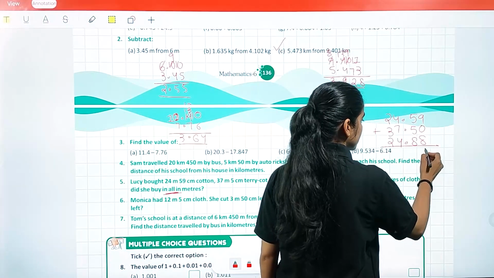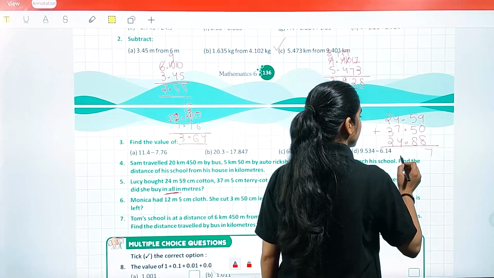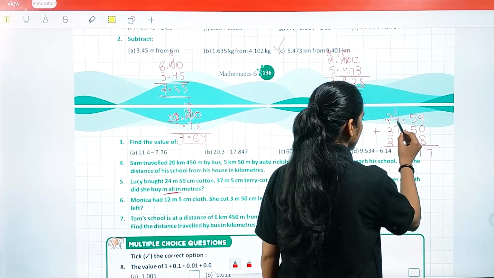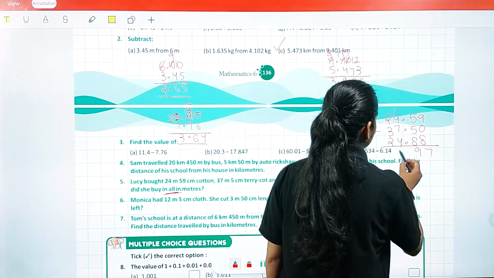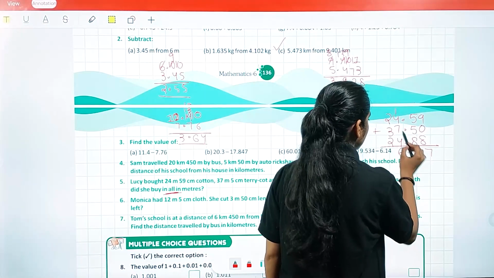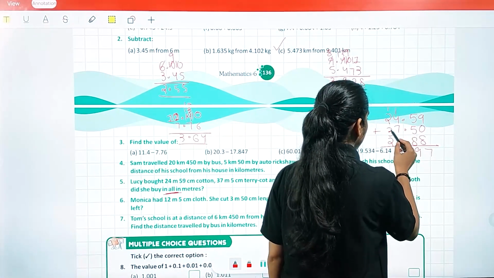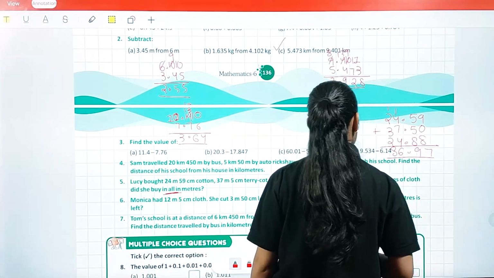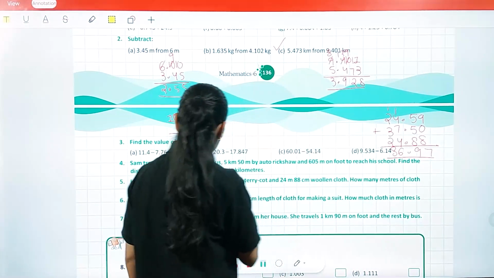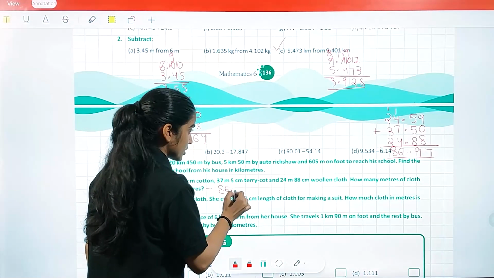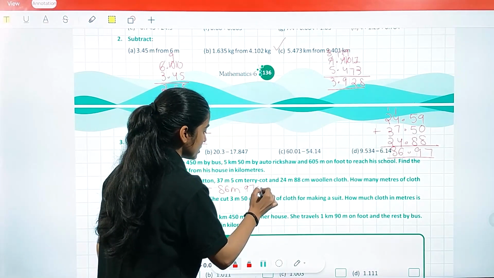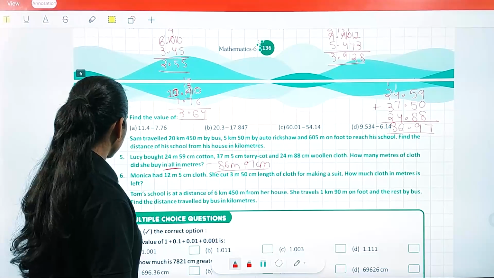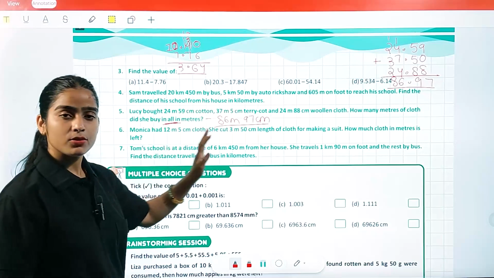9, 8, 17, 1, 10, 8, 9, 18, 1, 19, 1, 8 and 7, 15, 15 plus 1, 16, 1, 2, 3, 5, 5, 2, 7 plus 1, 8. So your answer is 86 meter 97 centimeter, the total cloth bought by Lucy. So in the same way, you have to do the rest of the questions.